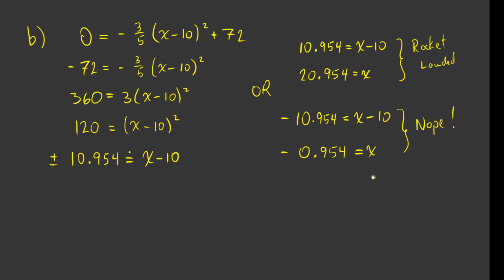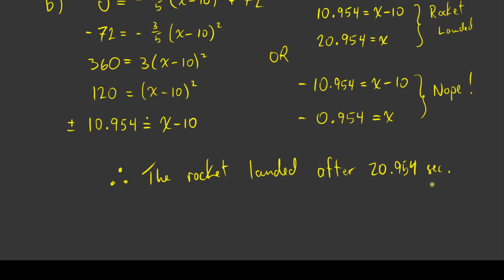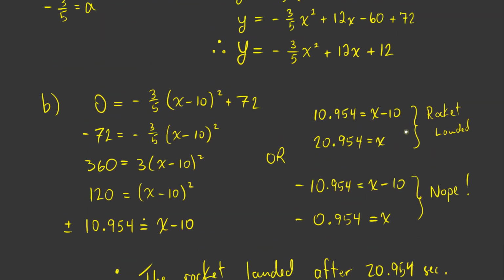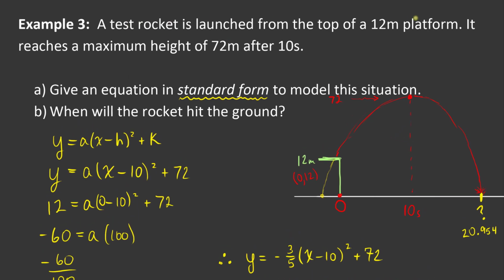And I give myself a little therefore statement: therefore the rocket landed after 20.954 seconds. And there you go. All of that was garnered and created from a little tiny bit of information in the question. Now, of course, I went really fast.